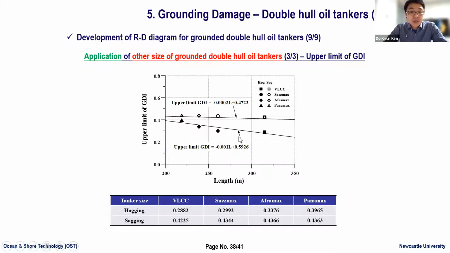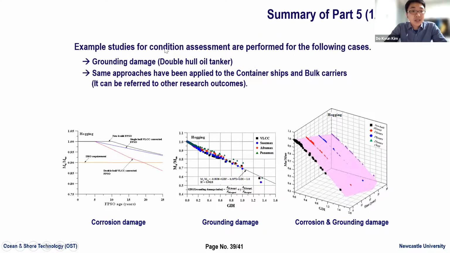So this is the upper limit, because IMO states that if the ultimate limit state or the remaining structure capacity is less than 90% compared to the original conditions, we need to take action immediately. So based on that, we have plotted this kind of upper limit of the GDI. You can see the details. And in this part, the example studies have been introduced, and in total 400 numerical simulations have been conducted. Based on that, we were able to achieve the RD diagram.